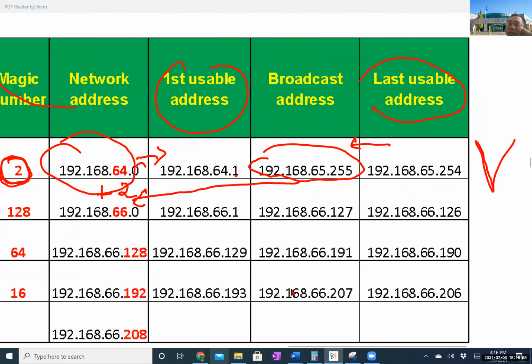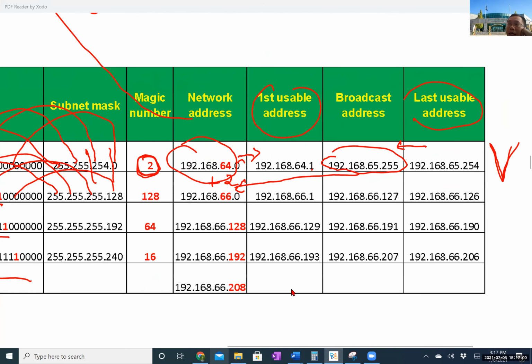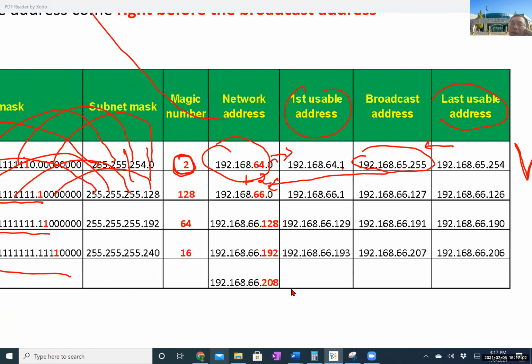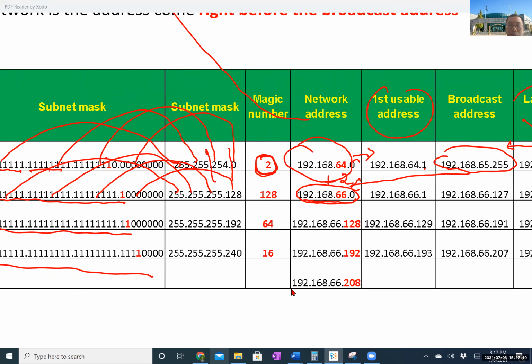All right, so now you know that you're done with the first one here, the largest one. Now we move to the second one. In the second one, this is a network address. And again, you focus on the second one, you know that the magic number for the second one here is 128, and it is in the fourth octet. That's why you have to take it from the fourth octet here. You add it up to the magic number and you know what the next network address is here.